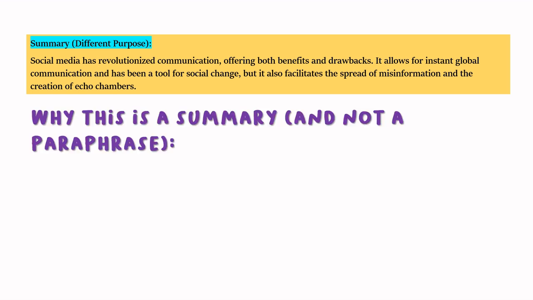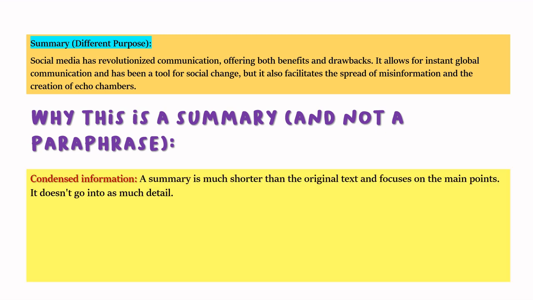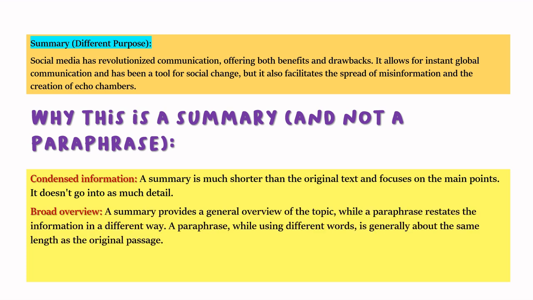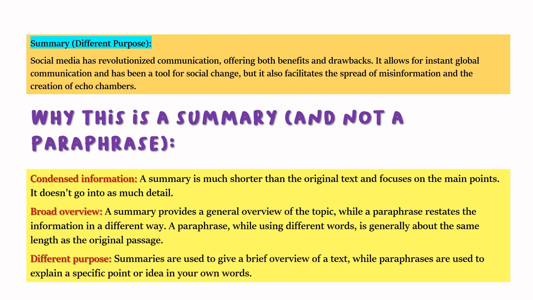Why is this a summary and not a paraphrase? Condensed information. A summary is much shorter than the original text and focuses on the main points. It doesn't go into as much detail. Broad overview. A summary provides a general overview of the topic while a paraphrase restates the information in a different way. A paraphrase, while using different words, is generally about the same length as the original passage. Different purpose. Summaries are used to give a brief overview of a text, while paraphrases are used to explain a specific point or idea in your own words.